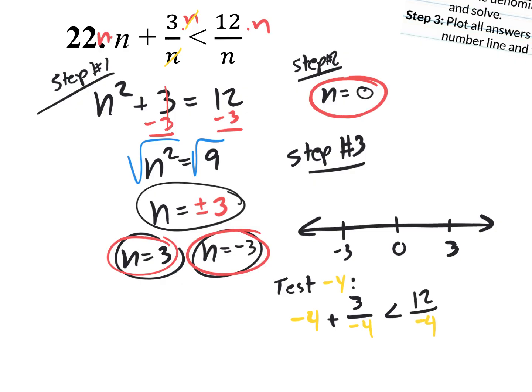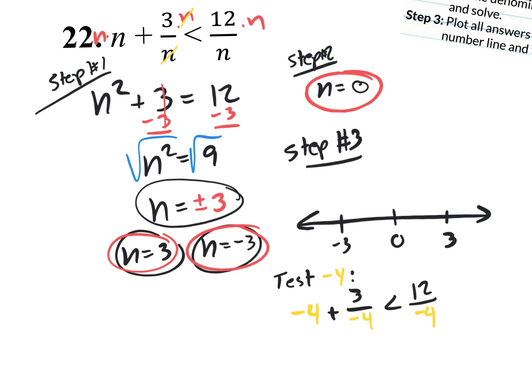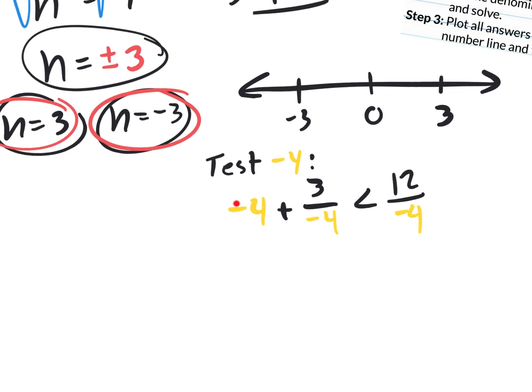Now, again, all of this could be done on the calculator. You could type in negative 4 plus 3 over negative 4, hit equal, and it'll give you a value. Then you check if that value is less than whatever this is. In this case, this is the nice, beautiful number, negative 3. So you don't actually have to reason through this math.